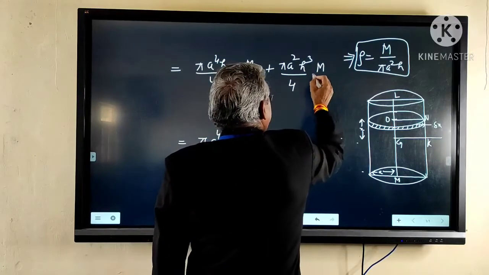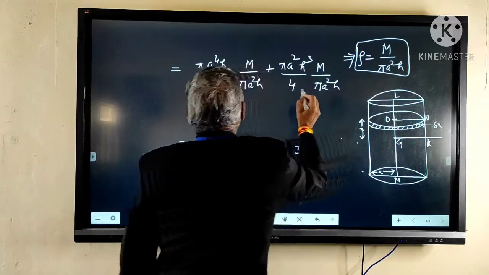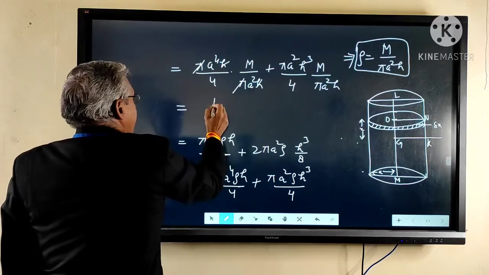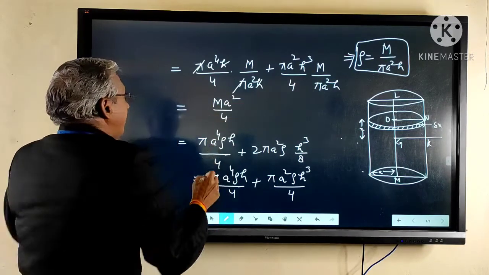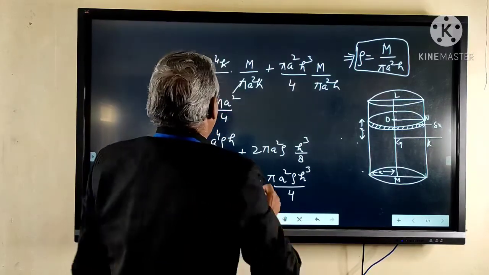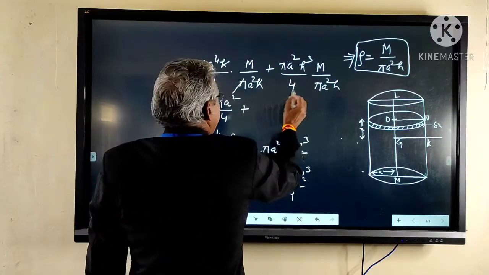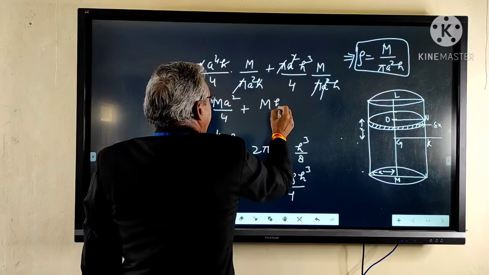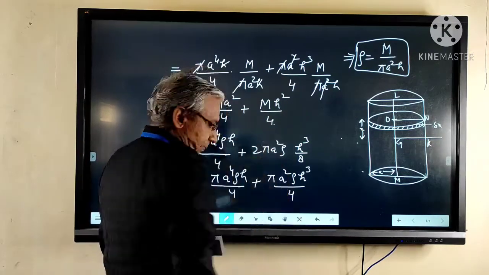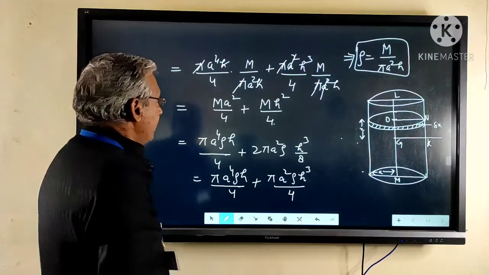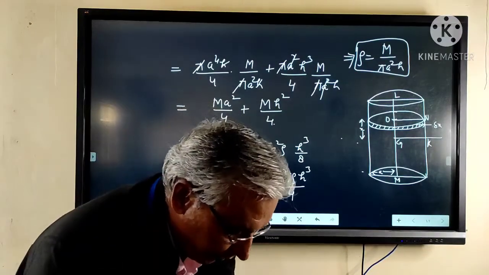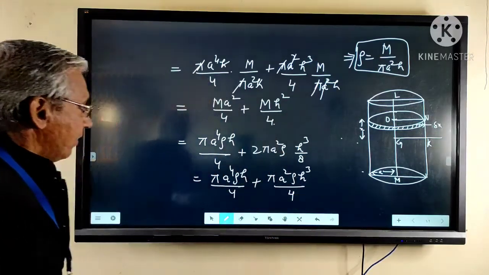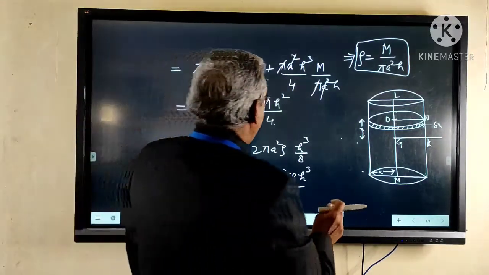Rho is m upon pi a square h. Finally pi is cancelled out, h is cancelled out, so this is m a square by 4, m a square by 4 plus this is pi is cancelled out, a square is cancelled out, or this is m h square by 4. This is the required moment of inertia.